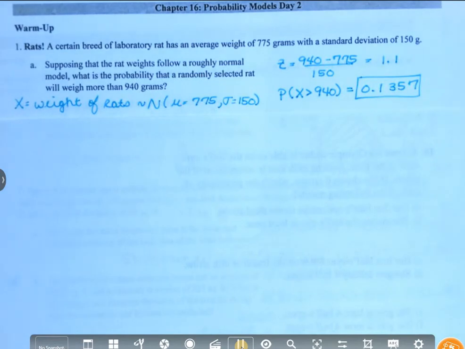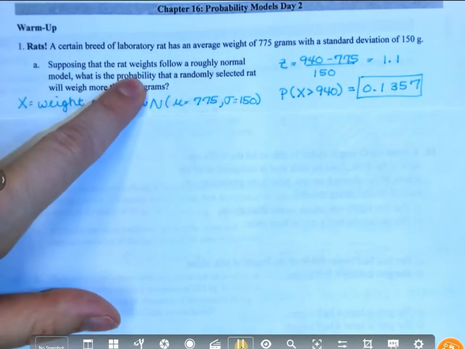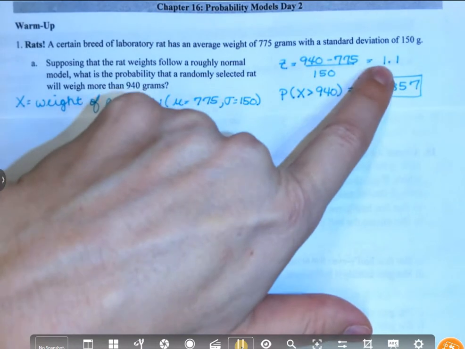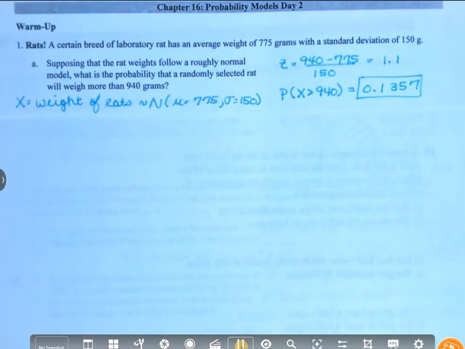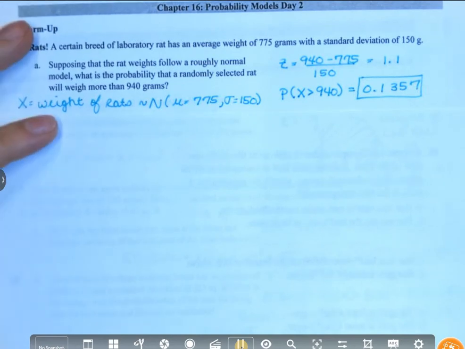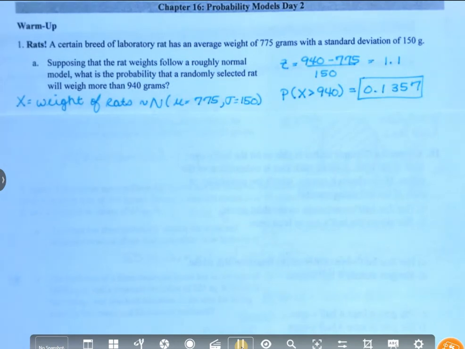Anytime I'm asking you to find a probability, you need to find the z-score. And I get it, right now it doesn't make sense. You might ask why. Well, the answer is going to come over the next couple of units. So the probability should have been 0.1357. Questions?